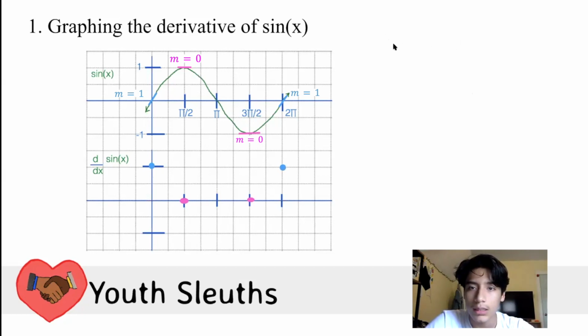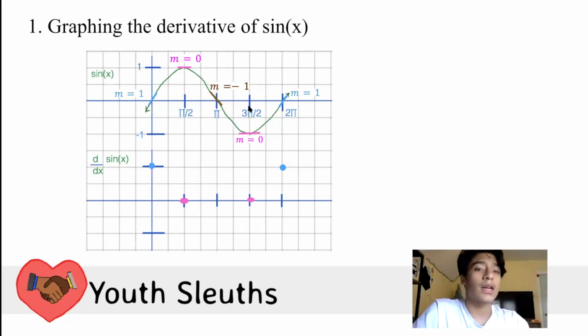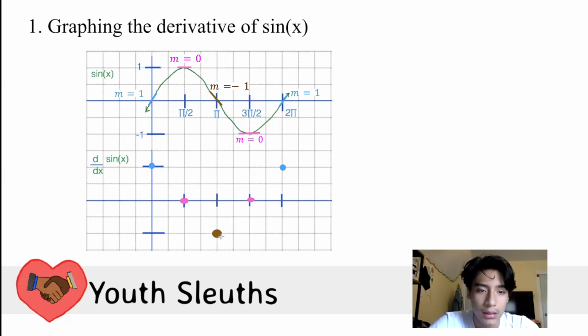Lastly, we can see that at pi, the instantaneous slope of sine at pi is -1. And since the instantaneous slope of sine at pi is -1, we will graph on the derivative that when x equals pi, it equals -1.